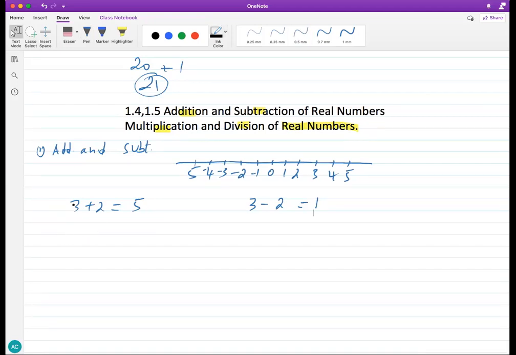But we do get into some issues when you have something like this. -1 plus, let's say, 4. Okay, that's when it gets a little tricky. So what do you think -1 plus 4 is?